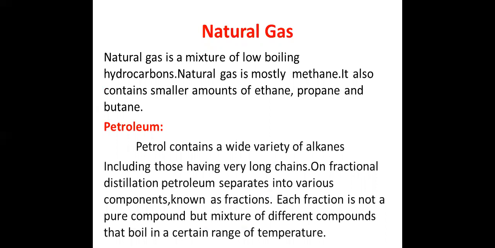So natural gas is a mixture of low boiling hydrocarbons. Low boiling hydrocarbons means that they contain a small number of carbon atoms, like methane, which contains only one carbon atom, ethane, two carbon atoms, propane, three carbon atoms, and butane, four carbon atoms. And we know that the hydrocarbons or alkanes from carbon number 1 to carbon number 4 are gases.